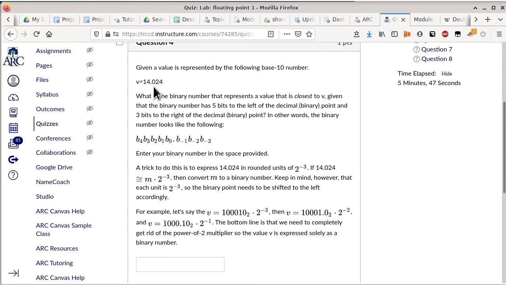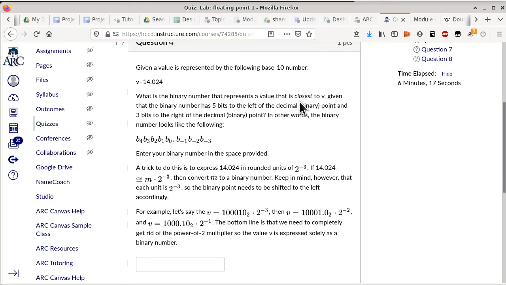Affirmative, you cannot represent the value exactly. That's why the question is asking, what is the closest? Find the binary representation that is of a value that is closest to V. I don't need it to be exact. Now, when it's closest, you have to remember it can be less than, it can also be greater than the actual value. So take that into consideration.